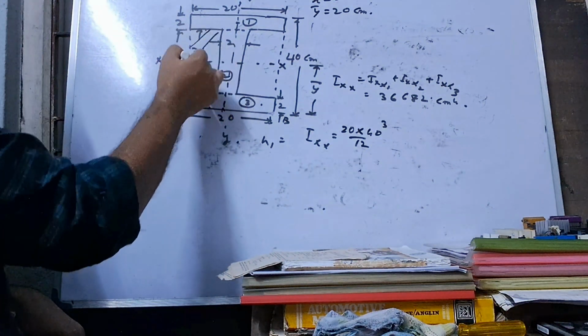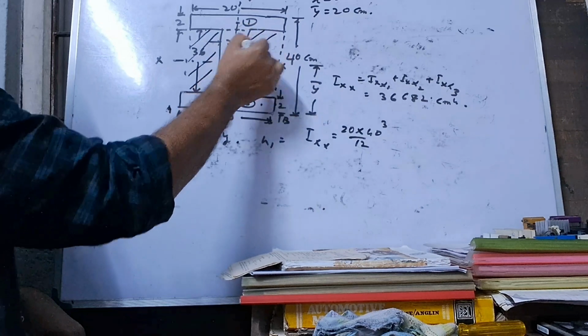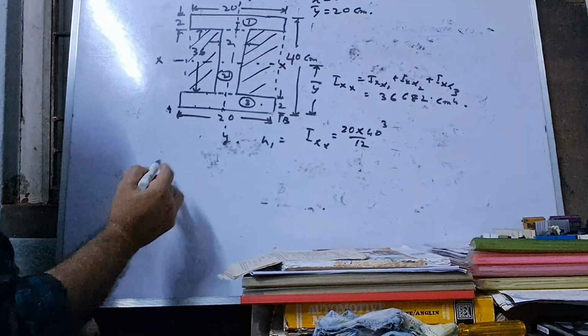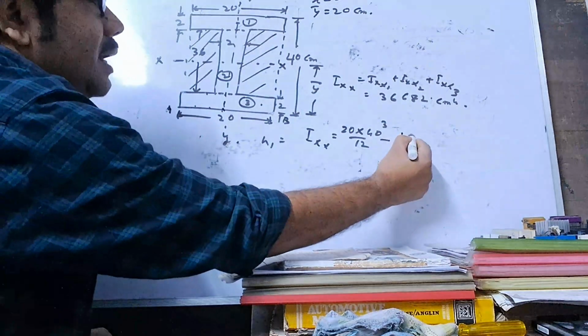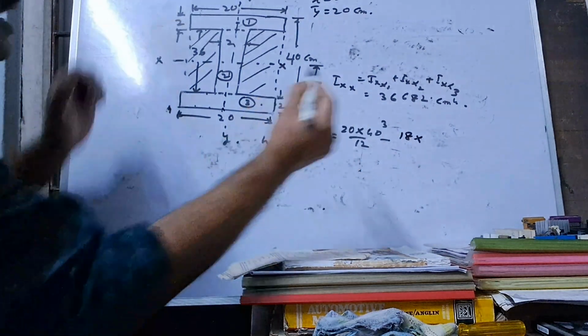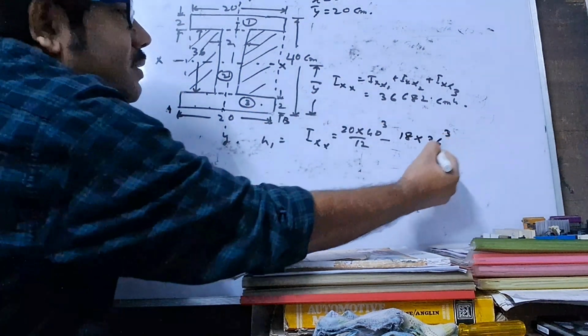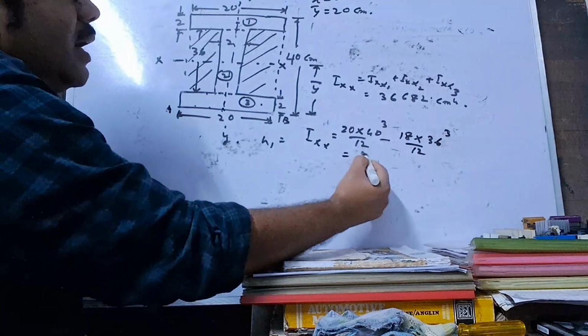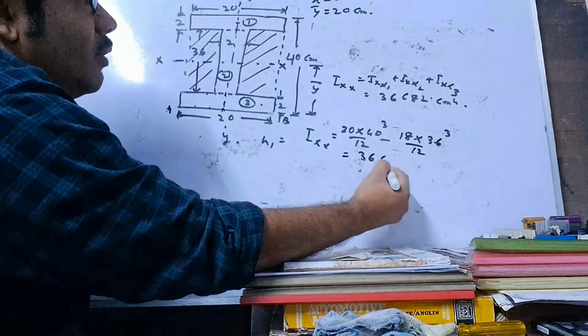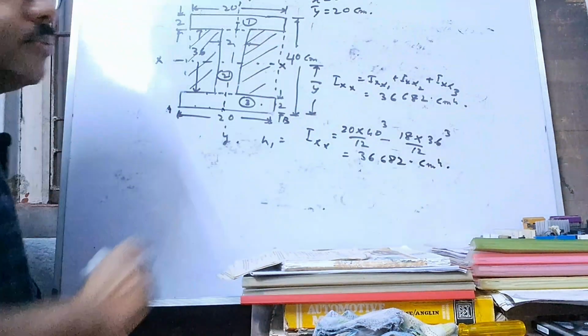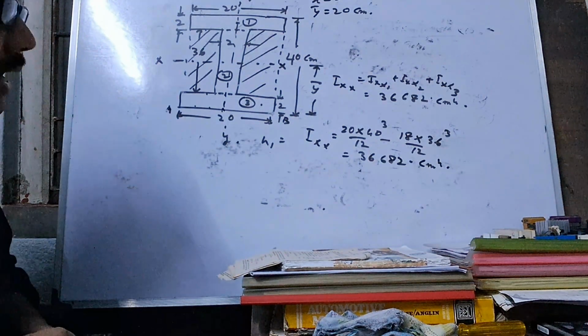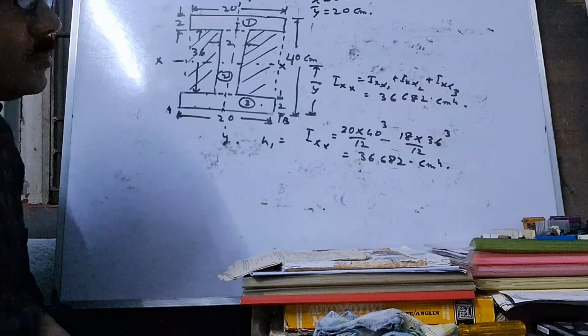But you must deduct this section, and here the breadth, this is 20 minus 2, that means 18, and the height, this is 36 cubed by 12, and here also the value will be this. This is centimeter to the 4.